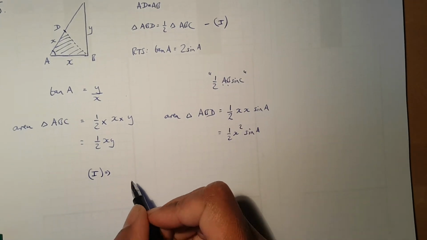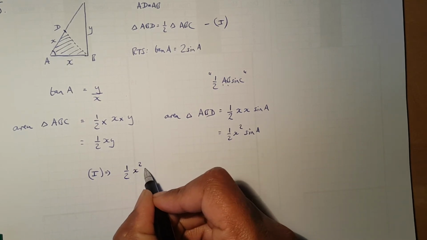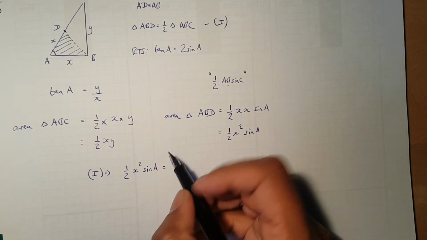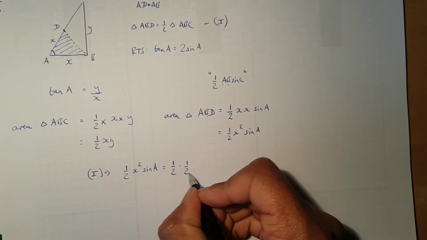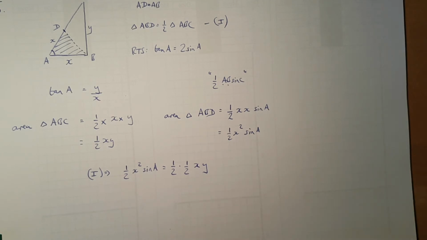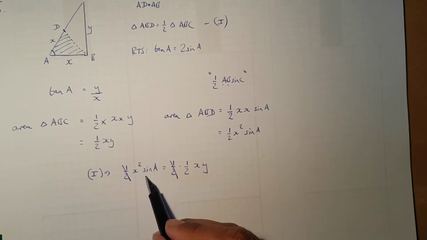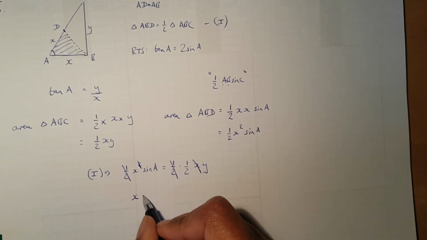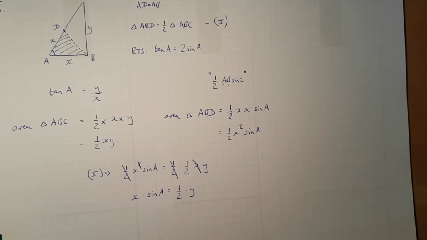It tells me that the area of ABD, so a half times x squared times sine of A, is going to give me half times the area of ABC, which is half xy. That's looking promising now, because I think I can incorporate that in some way. Get rid of the halves: x squared sine A is a half xy. Let's get rid of the x as well, shall we? They can go away. So now x times sine A is a half times y.